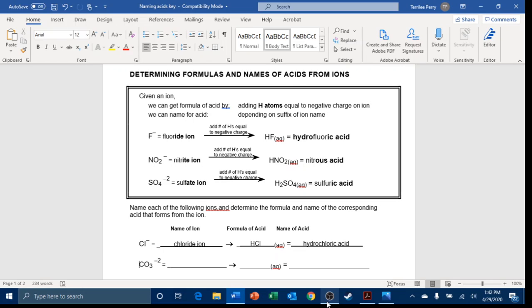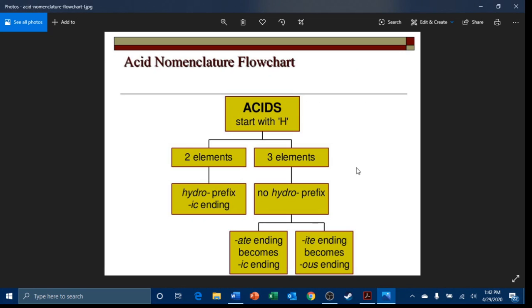I heard that you guys were having trouble with the acid naming sheet, and I know I've already done one video, but let's look at the sheet itself. I think there was still some confusion about it. The one thing I want to show you is this flow chart, and I think it's really helpful that all the acids are going to start with H because remember, acids generate a positive or +1 hydrogen.